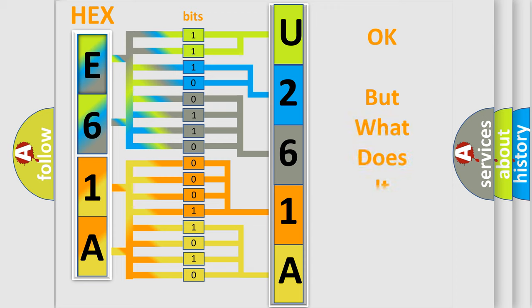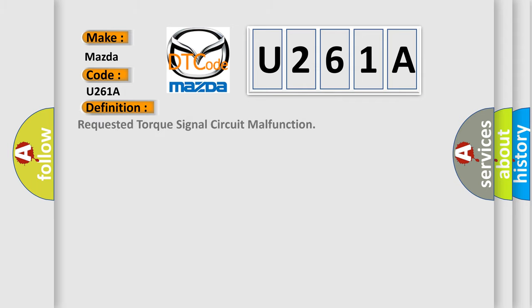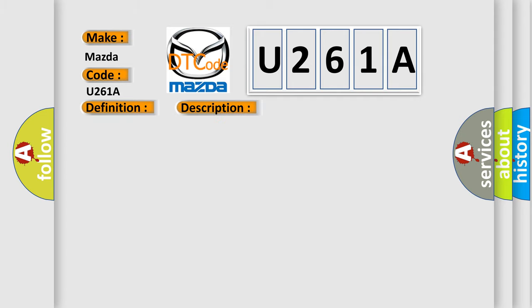The number itself does not make sense to us if we cannot assign information to what it actually expresses. So, what does the Diagnostic Trouble Code U261A interpret specifically for Mazda? The basic definition is requested torque signal circuit malfunction. And now this is a short description of this DTC code.